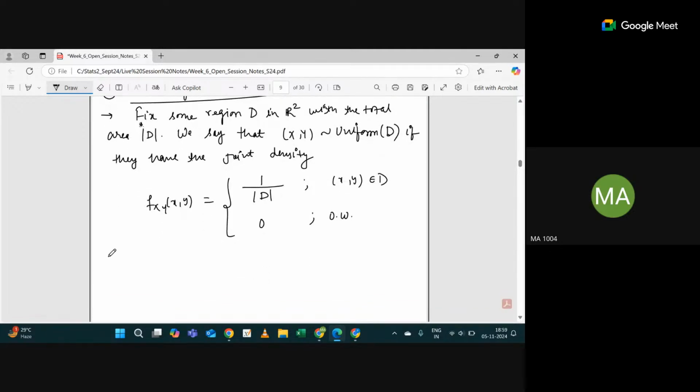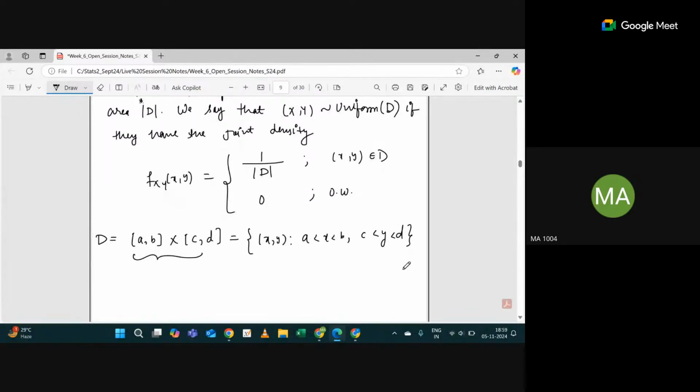And what is your D actually? D you can define as the product of the intervals [A, B] and [C, D]. What is the meaning of this? This means the values of (x, y) such that x will be between A and B and y will be between C and D. Is this notation clear? This [A, B] means x lies between A and B, and this [C, D] means y lies between C and D.